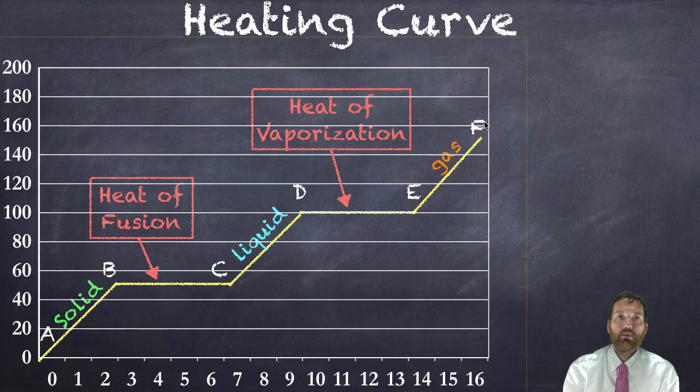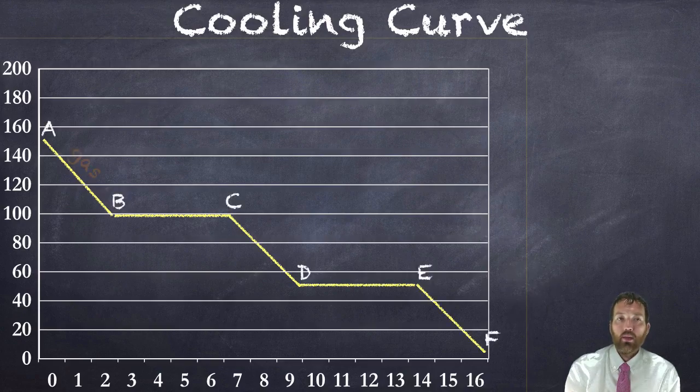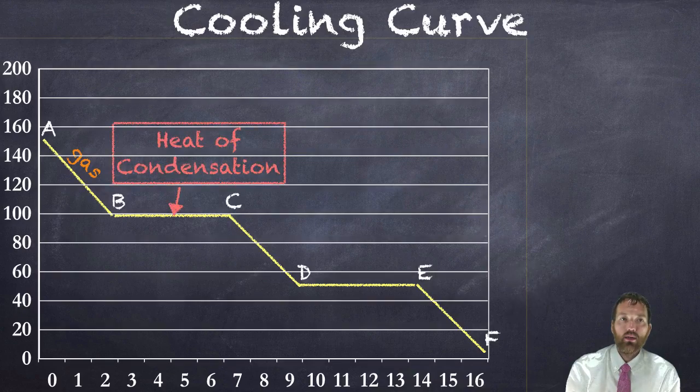We could have the opposite of this. This is called a cooling curve, where we would just be going downhill here. So we're starting at a super hot gas from A to B, and we're condensing to a liquid during BC. That would be the heat of condensation. And then by the time we get to C, we've condensed to a liquid, and we're just cooling the liquid down from C to D.